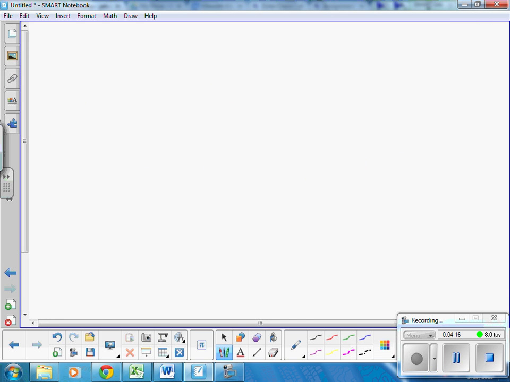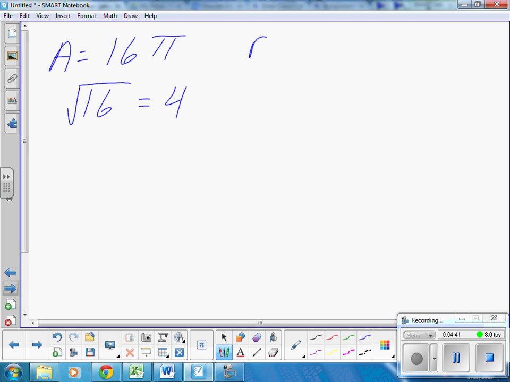Next one is area is equal to 16 pi. Now, some of you are thinking, I need to figure out what the radius is. Some of you are already thinking, all I have to do is the square root of 16 to figure out what my radius is. My radius is going to equal the square root of 16, and that is 4. That's equal to my radius. In this problem, that's what it's looking for. What is the radius? So the radius is 4.